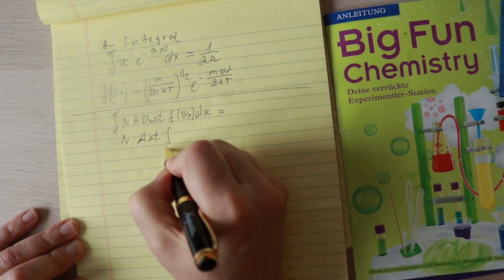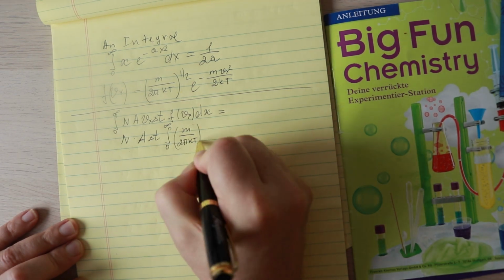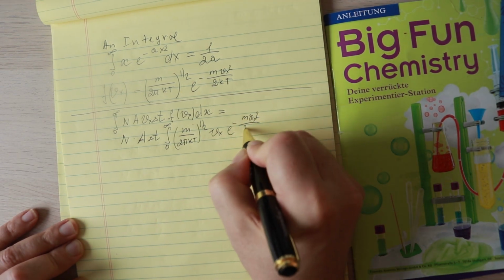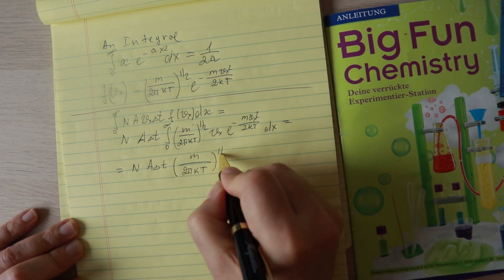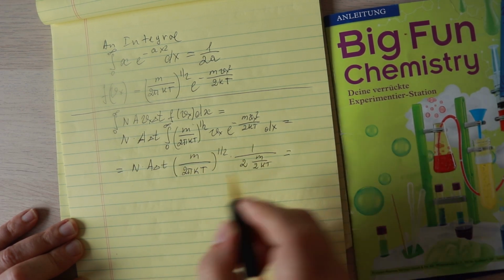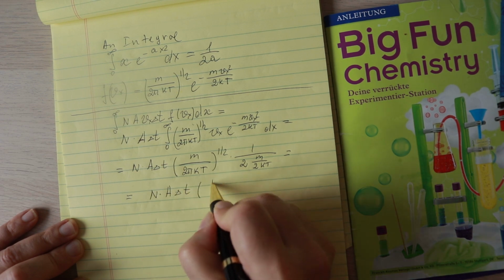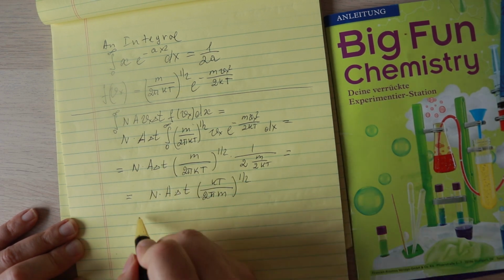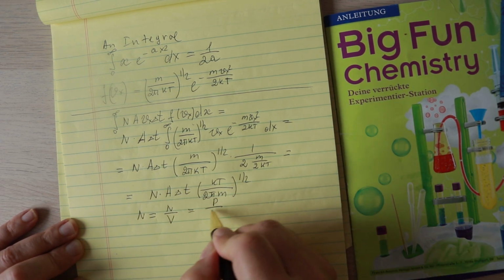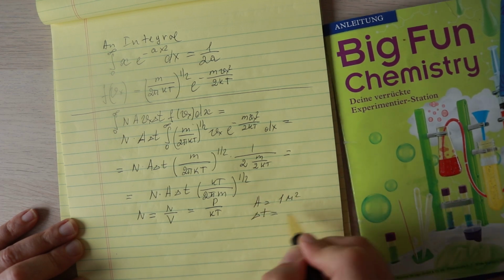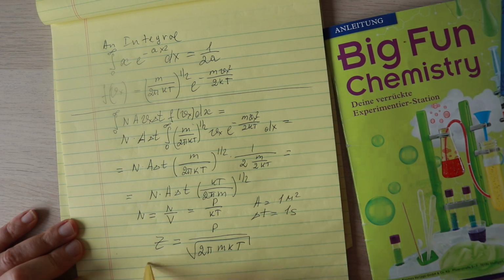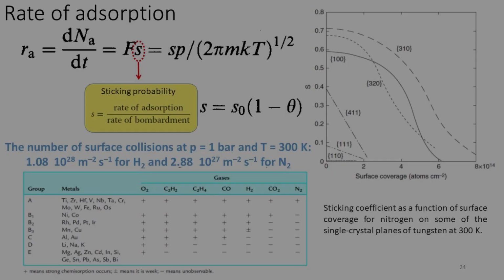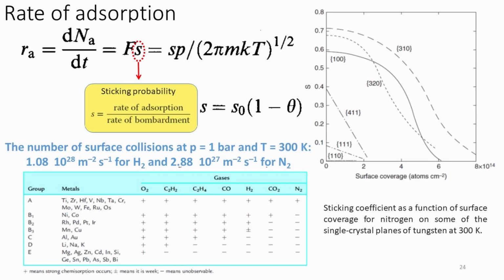On the other side, n being the number of molecules in the corresponding volume V, we have n number equal, taking A as 1 square meter and delta t as 1 second, the frequency of collision per surface unit equal to P divided by the square root of 2 pi m k T. This is a very useful equation.